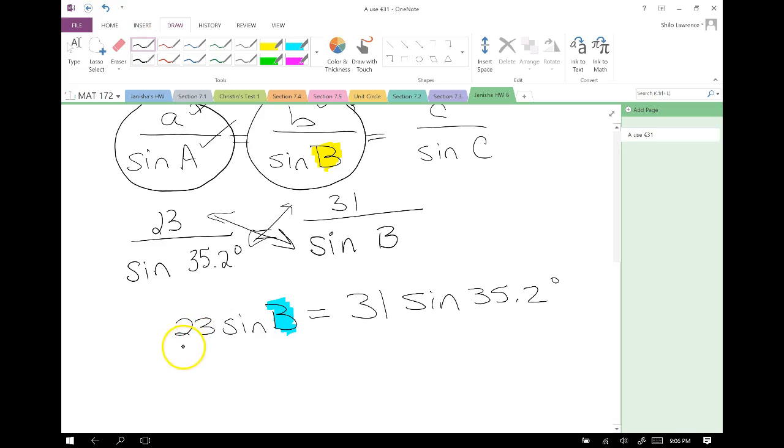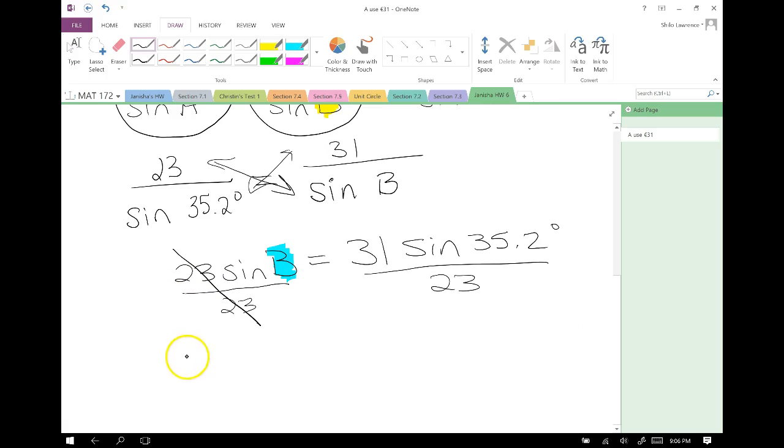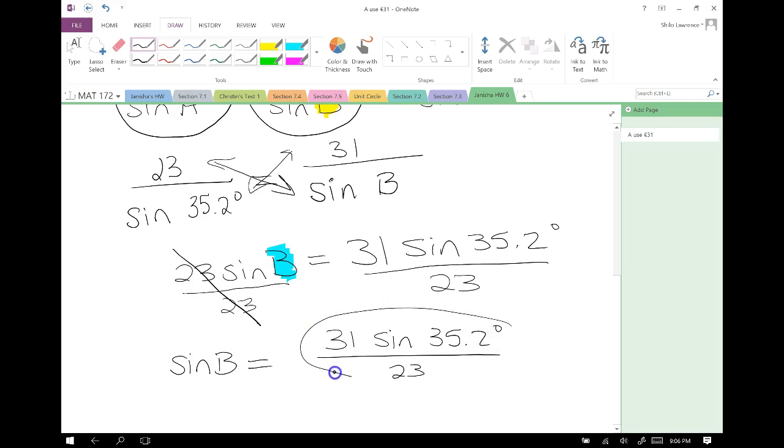First of all, we need to divide the 23 over because it's 23 times the sine of B. So we divide our 23 over, and I haven't typed any of this into the calculator yet, and that's really important because we don't want to round anything until the very end. So now I've got the sine of B is 31 times the sine of 35.2 degrees all over 23. So the sine of angle B is this big fraction value.